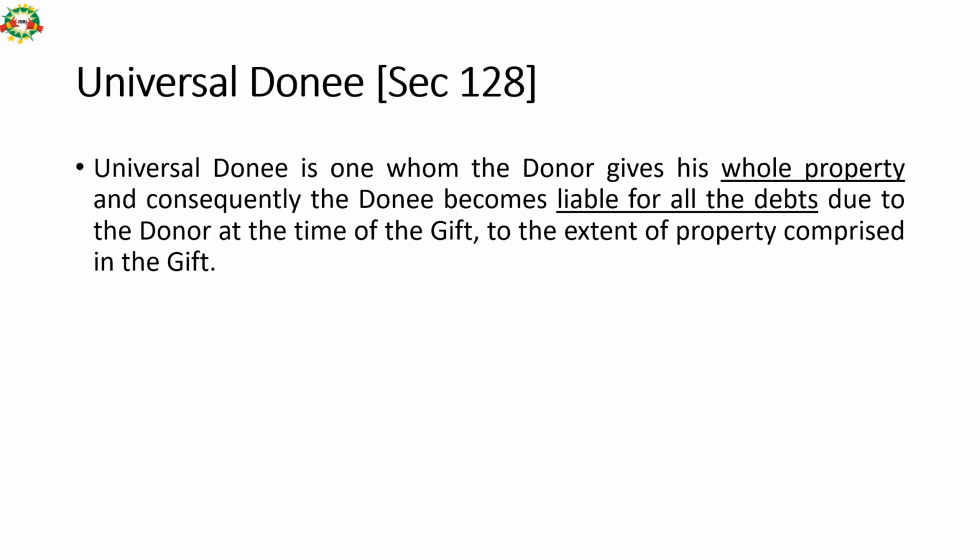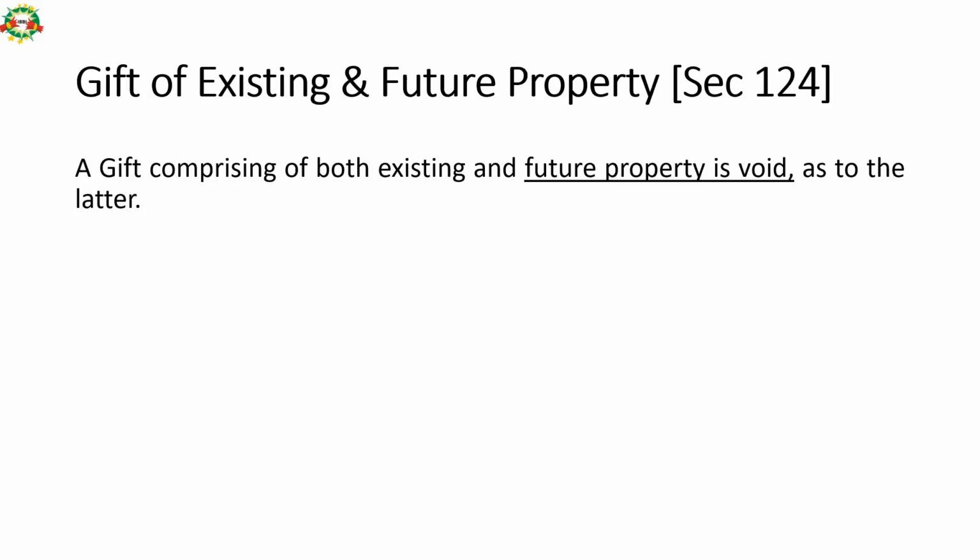Universal donee. A universal donee is one to whom the donor gives his whole property, and consequently the donee becomes liable for all debts due by the donor at the time of the gift to the extent of the property comprised in the gift. So basically, I have given all my properties to you. There were certain loans on those properties, so those loans will also get transferred to you. If you accept that gift, property with liabilities, asset with liabilities, both together, then you are called a universal donee.